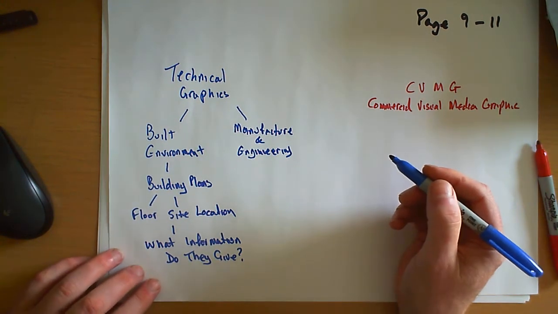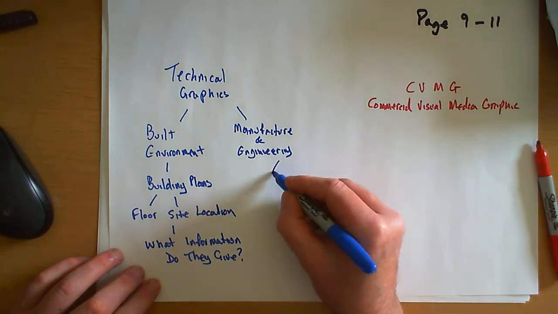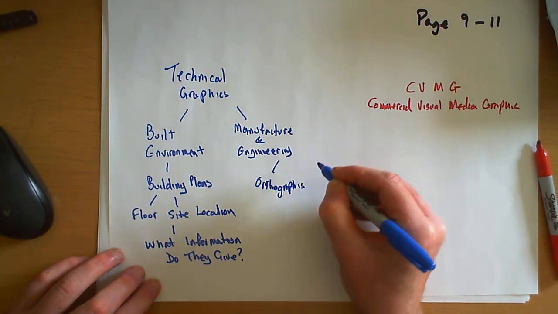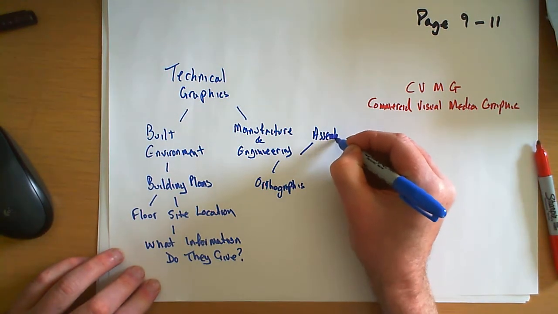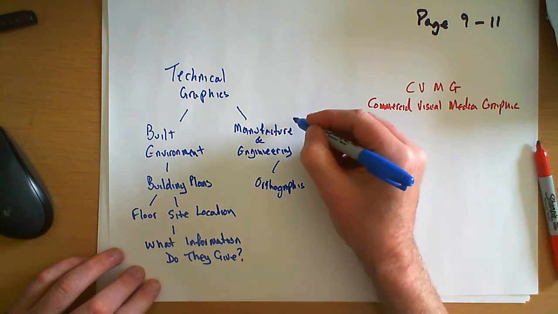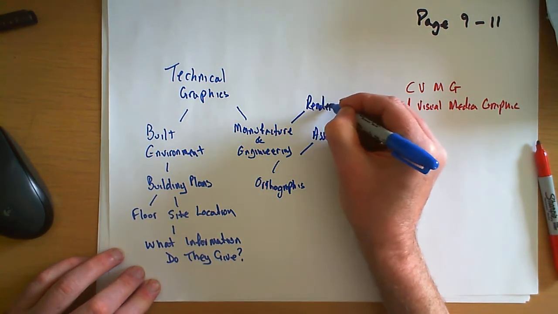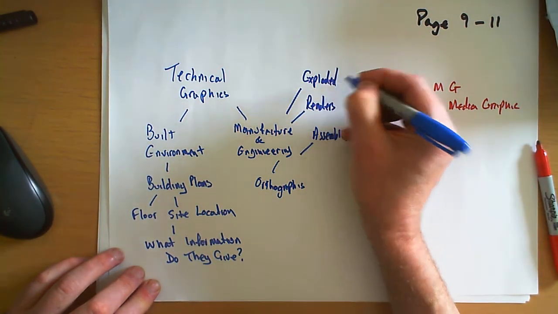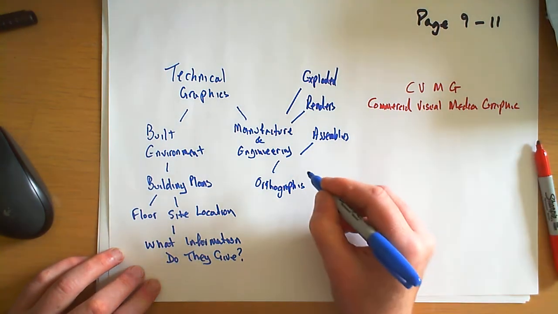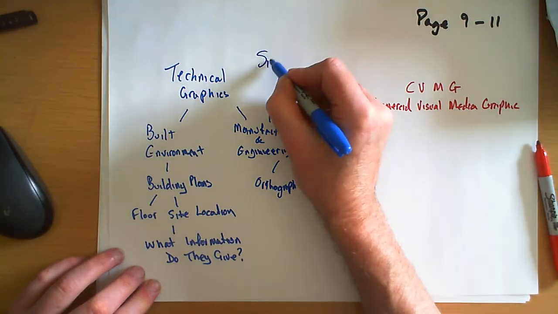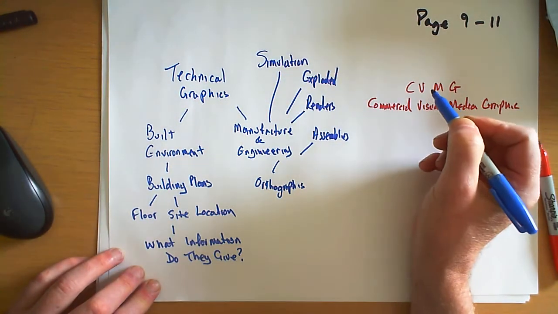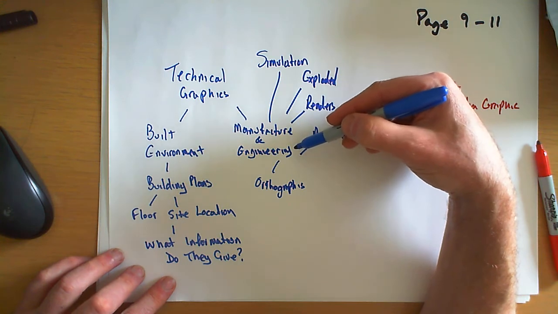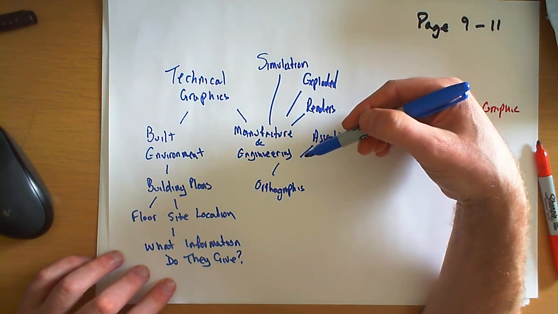When we come to manufacture and engineering, it becomes an awful lot bigger. We've got things like orthographics, assemblies. We might also have renders. We could have exploded views. But we've also got some new additional things. We've got a big part of it which is called simulation. And in that simulation we're talking about how do we test the products which are going to be manufactured and engineered, and how do we make sure that they're going to do what we want them to do.